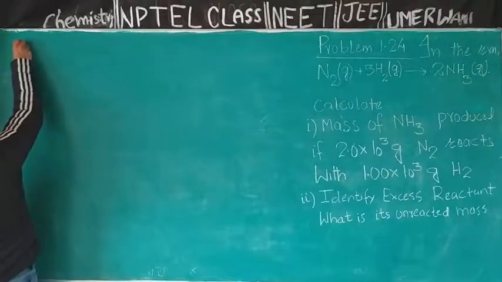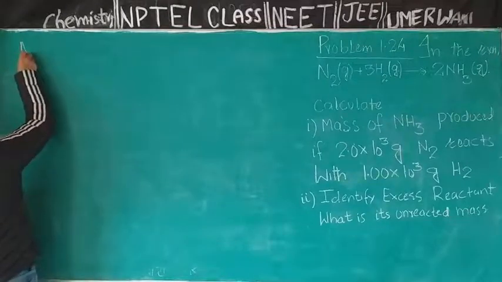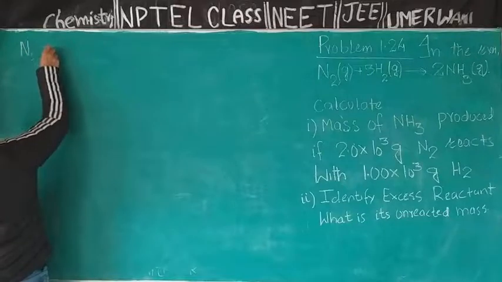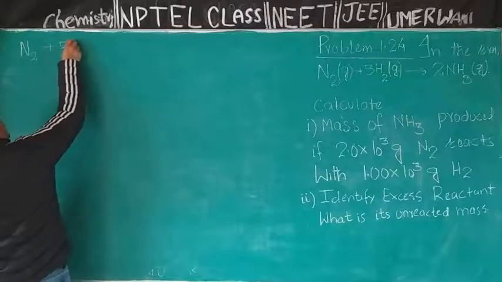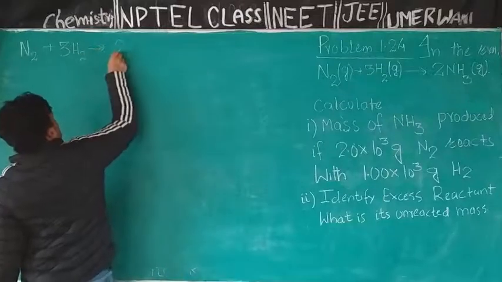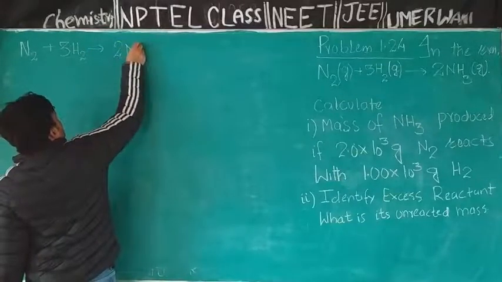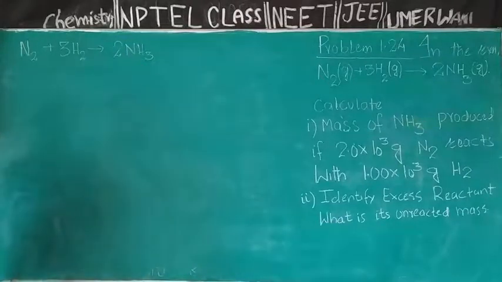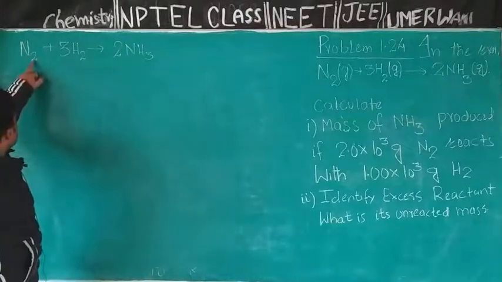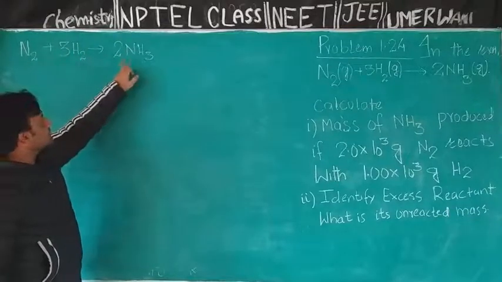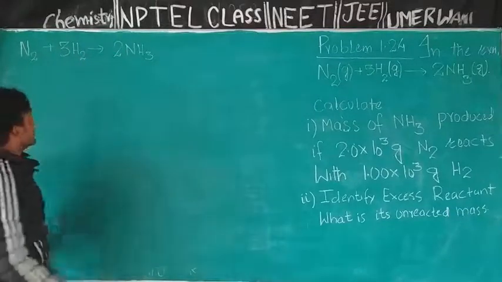Let me write reaction one more time. N2 plus 3 times H2 gives 2 times ammonia. This is balanced chemical equation because there are 2 atoms of nitrogen on reactant side and 2 on product side, and there are 6 hydrogen atoms on reactant side and 6 on product side.